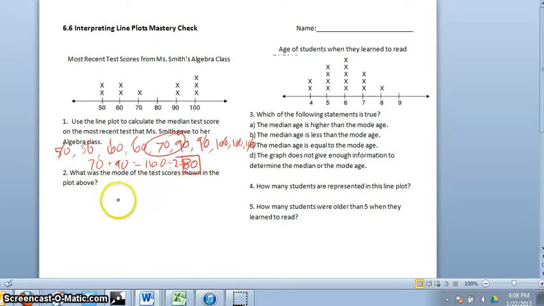Number 2, what was the mode of the test scores shown in the plot above? Well, remember, mode is most common, and that's really easy to tell with a line plot because it's the highest column. There were 3 100s, and there weren't 3 of any other score, so 100 is the mode.